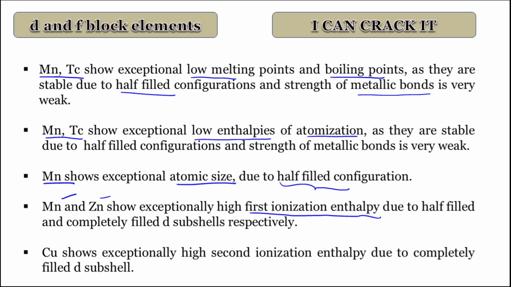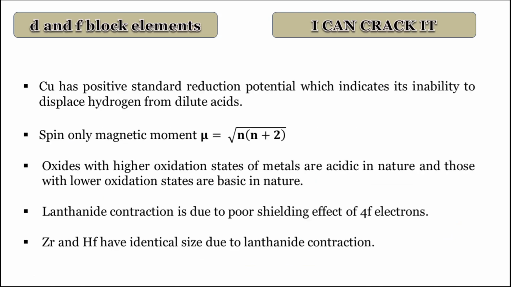So they fight back. Copper has exceptionally high second ionization enthalpy due to what? Completely filled d subshell. You can see copper's electronic configuration is 4s1 3d10. If you remove one electron, you get 3d10 as your valence shell now, because the fourth shell has gone. Now if you want to remove one more electron, the d subshell is completely filled, so it becomes unstable if you remove an electron, because it is stable due to the completely filled configuration. So copper will oppose. You need to provide more energy to remove one electron. That is why it has high second ionization enthalpy.